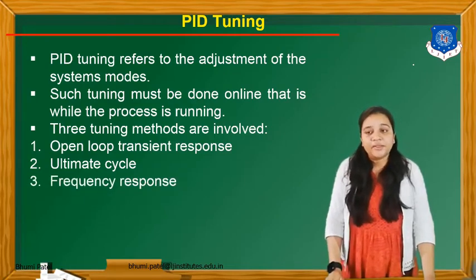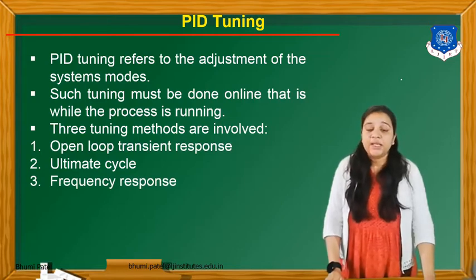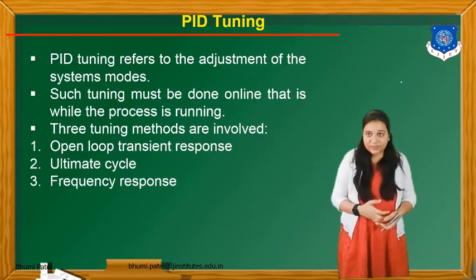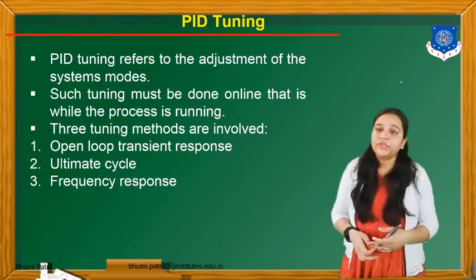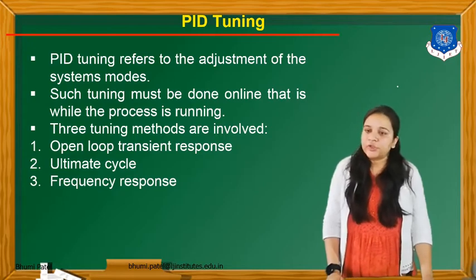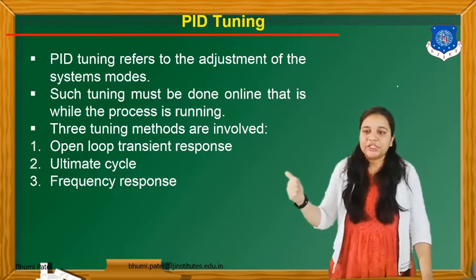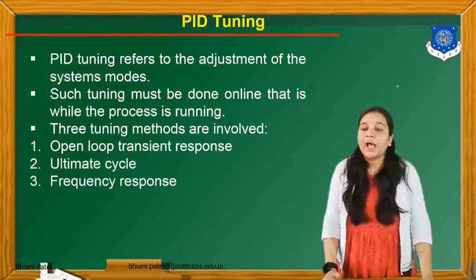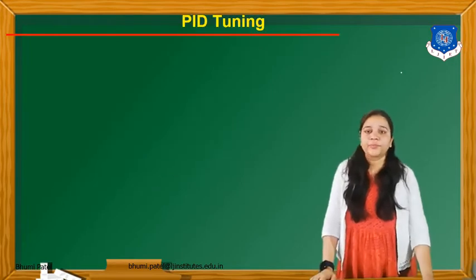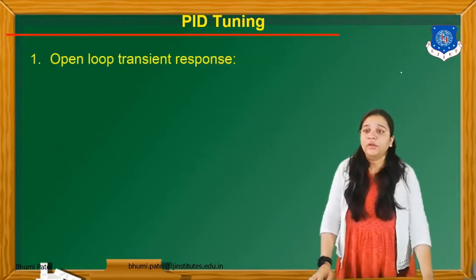And the third one is the frequency response. If we deal with the Bode plot, polar plot or the Nyquist plot, and then we have to tune the PID circuit, that time we can use the frequency response tuning method. So these three tuning methods are used for the PID tuning. Now, in the PID tuning, first is the open loop transient response.